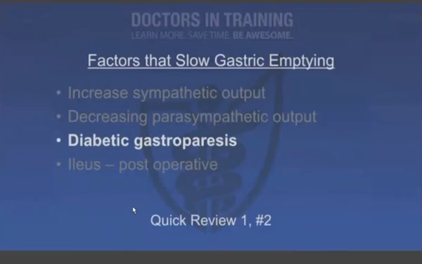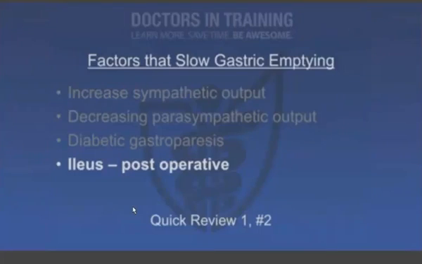Another thing that can slow gastric emptying, a very common disorder, is diabetic gastroparesis. Basically your pyloric outlet does not allow food to go through because it's not innervated very well. It's almost like you have a peripheral neuropathy or neuropathy of your gut, of your stomach. And then, of course, just ileus in general. If you have post-op ileus, or commonly ICU patients will have ileus, that can also slow gastric emptying.